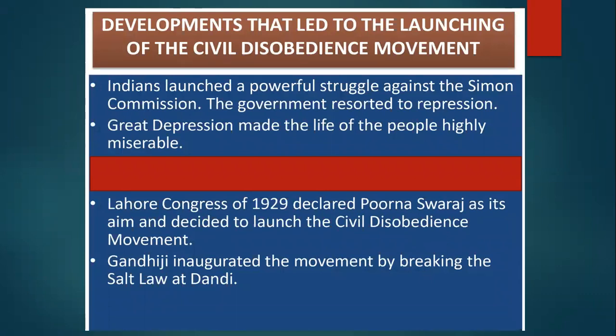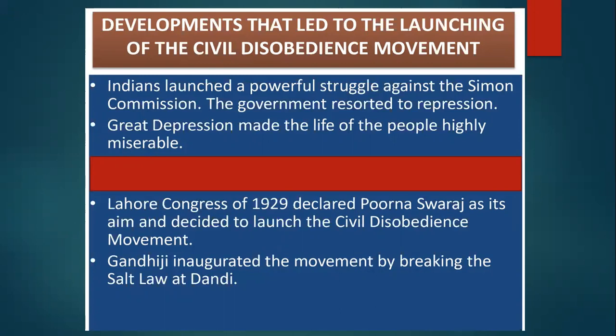Now, what were the developments that led to the launching of the civil disobedience movement? Here, Indians had launched a powerful struggle against the Simon Commission, and the government resorted to repression. Repression means forcing, violently doing some action against some person. That is the meaning of repression. So the government started doing all kinds of violence. And one more thing was the Great Depression. The main two reasons for the civil disobedience movement were the Simon Commission and the Great Depression.